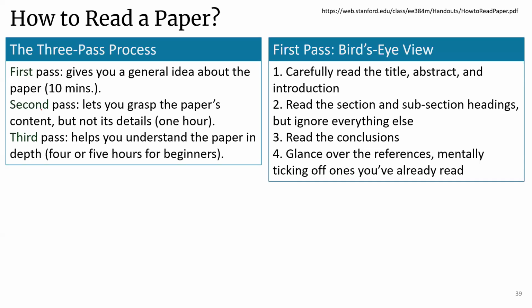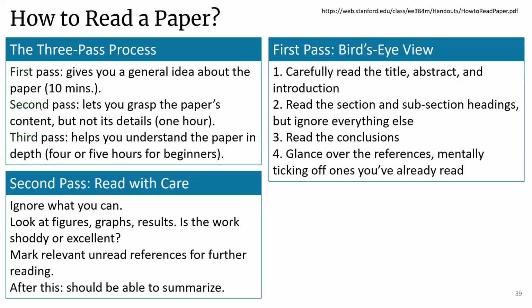The first pass is the bird's eye view. Carefully read the title, abstract, and introduction. Read the sections and subsections, but ignore everything else. Read conclusions. Glance over references, mentally ticking off the ones you have already read. Some of these instructions may be true for new researchers, but maybe not important for experienced researchers. As a second pass, read with care, ignore what you can, look at figures, graphs, results. Note whether the work is shoddy or excellent, and mark relevant unread references for further reading. At this stage, the reviewer should be able to summarize.